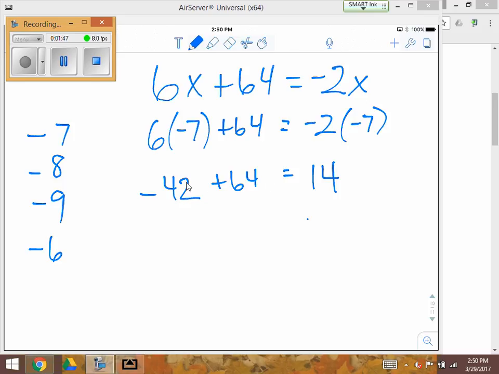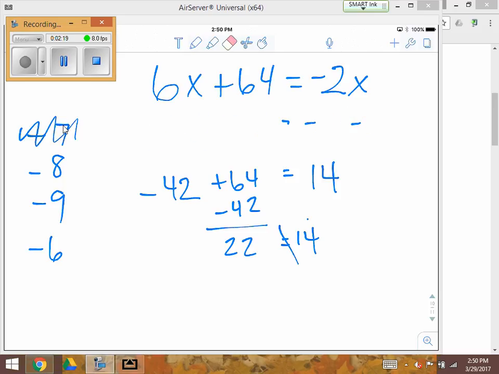So if we can get this to equal 14, we will be done. All right, so when I do this, it's -42 plus 64. Basically, that's the same thing as subtracting 42 from 64. So we're going to end up with 22 is equal to 14. And you know what? That's just not true. So -7 cannot be our answer. Hopefully that makes sense, because these things are not true. -7 is not the correct choice. So I'm going to go ahead and move on. We need to try another one.